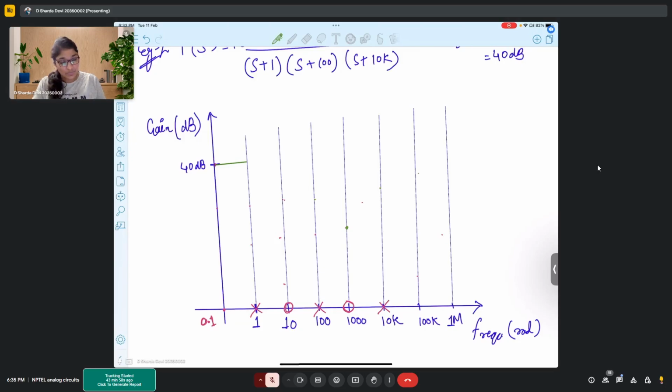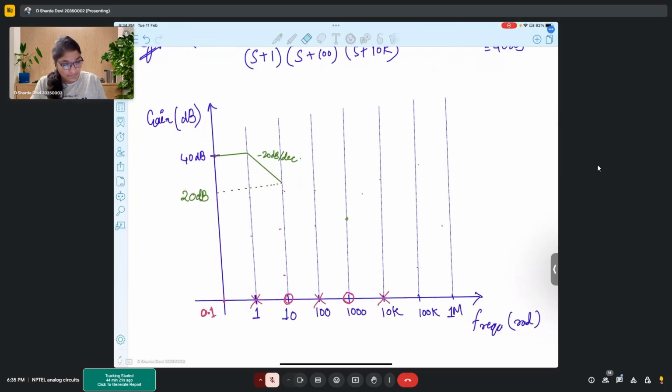So what is the slope of the curve? The slope of the curve will change by minus 20 dB per decade, right? So the slope becomes minus 20 dB per decade. And right now we are at 20 dB. Correct?